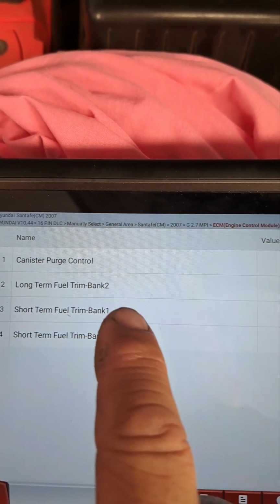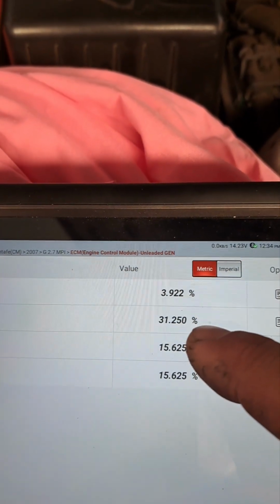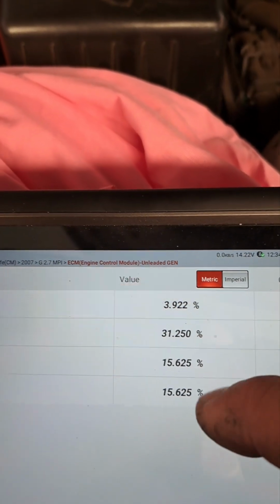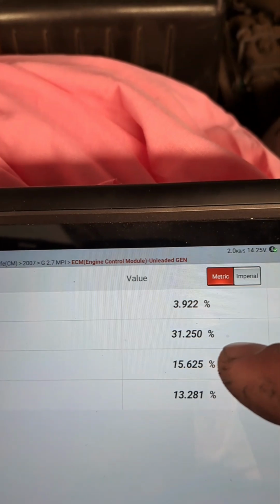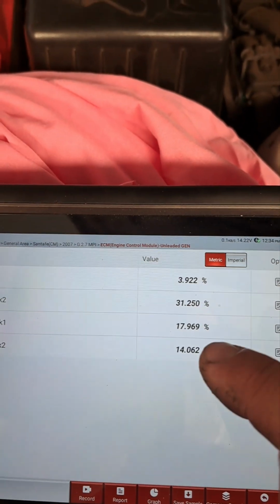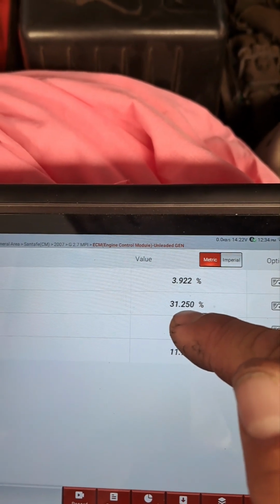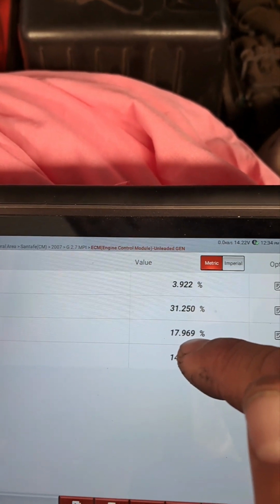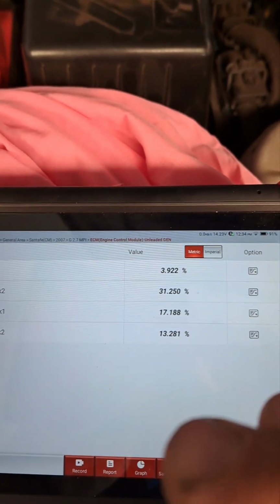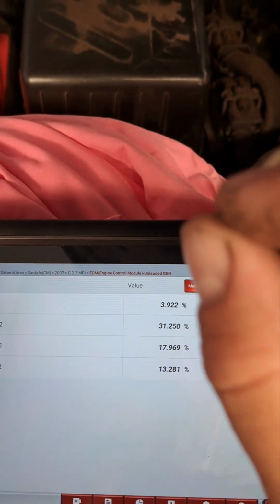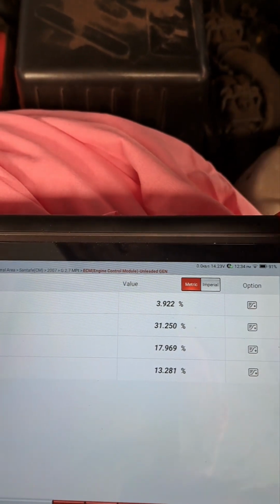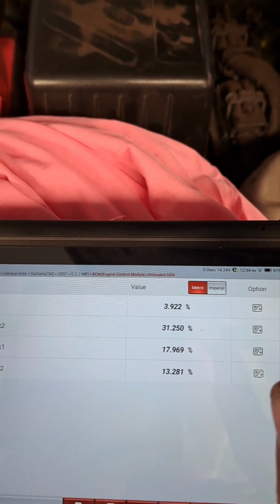Long-term fuel trim bank 2 is 31.25%. That is huge. Generally your fuel trim should be between -10 and +10%. When the figure is positive, it means the fuel injectors are putting more fuel in. It's seeing that there's more air in the system via either the MAF sensor and the oxygen sensor. So it's like, there's more air coming into this engine.